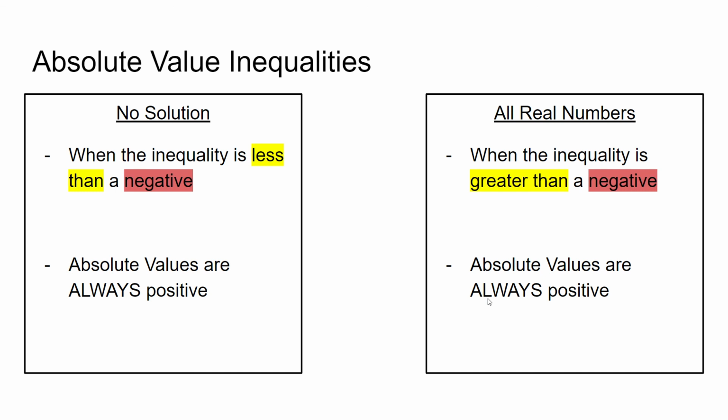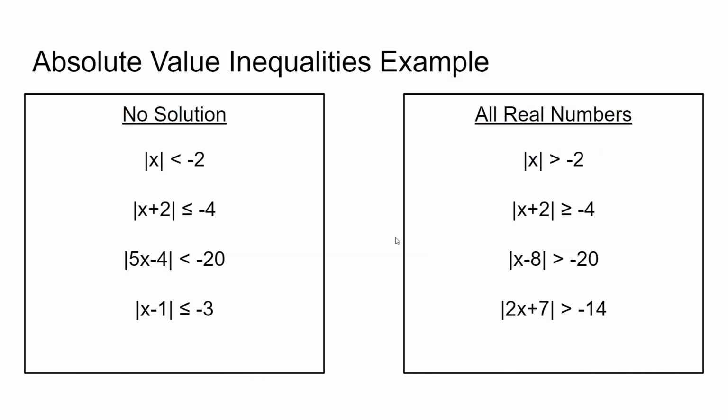The last thing we are going to look at is inequalities with no solution and inequalities with all real numbers as the solution. There is no solution when the inequality is less than a negative. This is because absolute values are always positive, and this would make the inequalities false. The solution is all real numbers when the inequality is greater than a negative number. This is again because all absolute values are positive. Let's look at some examples.